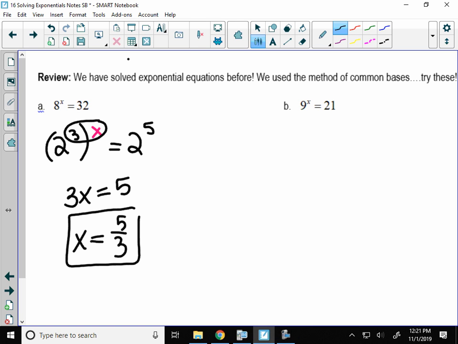So let's look at the next one. 9 to the x equals 21. What's the common base here? Does 3 to a power give me 21? No. Something else? So this one doesn't work. So we need to figure out, if I can't use common bases, how do I solve that one? Until 30 seconds in the future, we don't know how to do that. But I'm going to show you a law using a logarithm that will allow us to solve that problem and get the x out of the exponent.